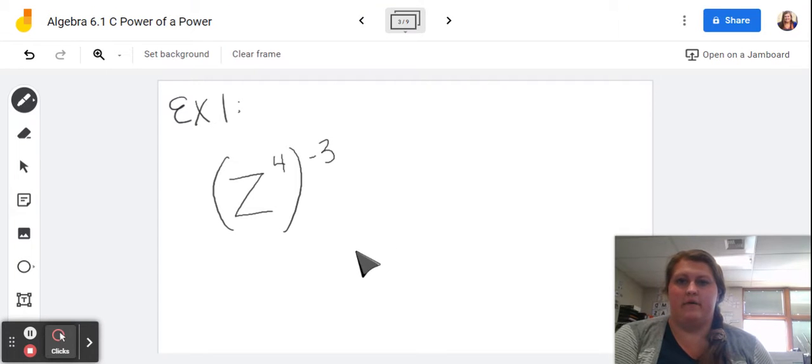Good morning, everyone. We are going to do our last property of exponents, which is power of a power. So that means we have a power that is being raised to another power.